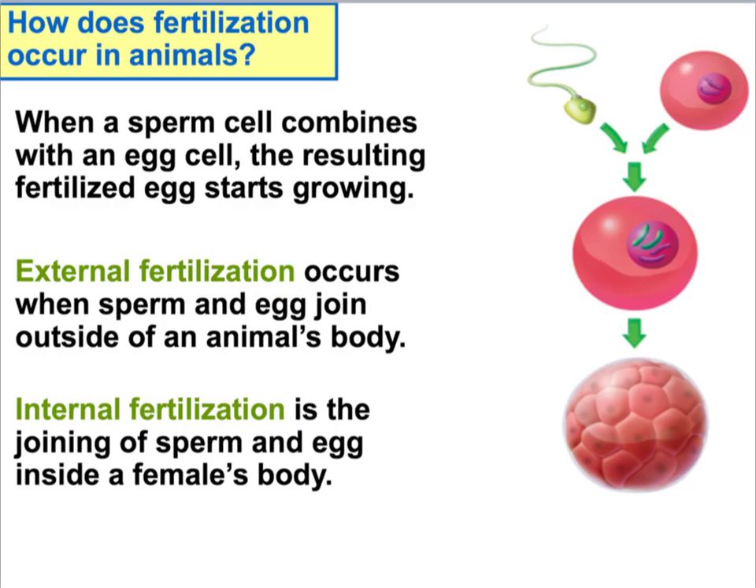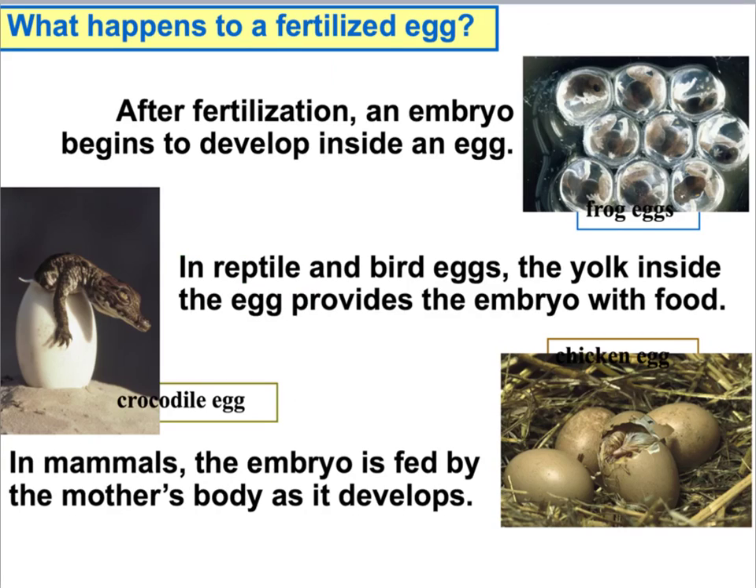Okay, so what happens to a fertilized egg? Let's talk about it. So after fertilization, an embryo is going to begin to develop inside of these eggs. Okay, and depending on the animal and the environment in which they live, their eggs may be different. Fish, frogs, reptiles, birds, mammals, they all lay eggs. Fish and frogs are going to lay them in open water. They're exposed to hungry predators, right?